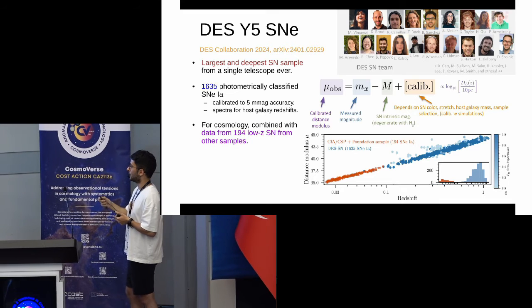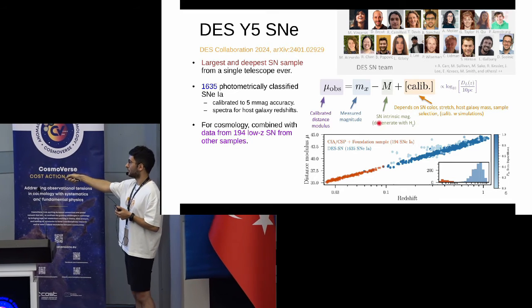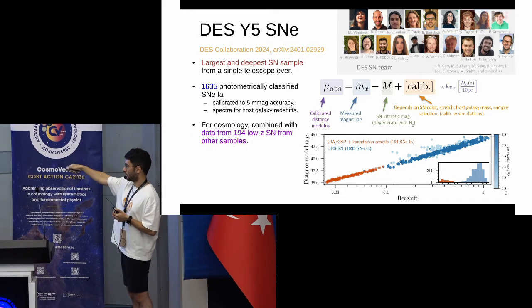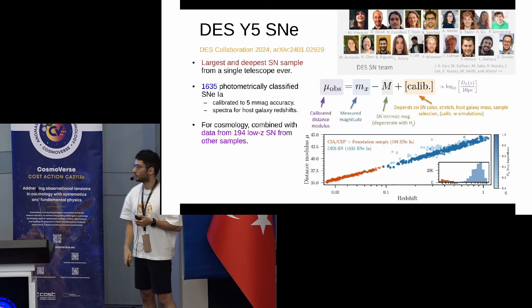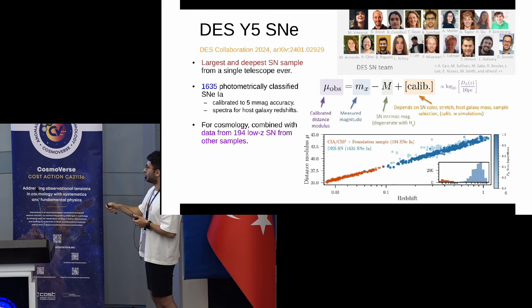Here you can see the distance modulus as a function of redshift for the DES supernovae in blue, and the probability of them being a type Ia supernova. And also the low redshift sample, which again, as I said, is a compilation of other supernova surveys. And this is the data that we're going to be using in this study.